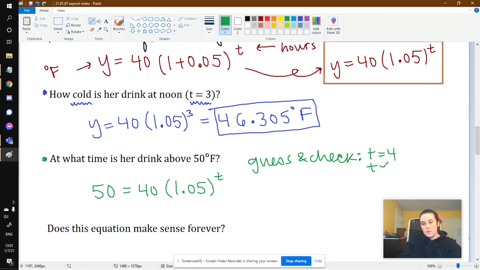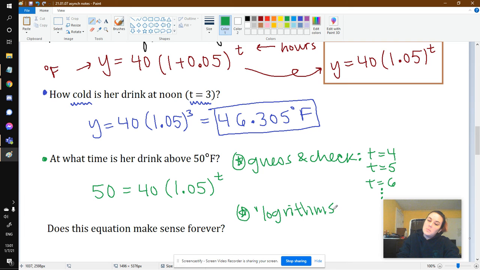t equals 4, t equals 5, t equals 6, and then keep going, right? That's the way we're going to do it now. And then eventually we'll learn how to use something called logarithms, which is the inverse of exponentials, and we'll just be able to solve this using PEMDAS. But for right now, what happens if we try to solve this using PEMDAS?